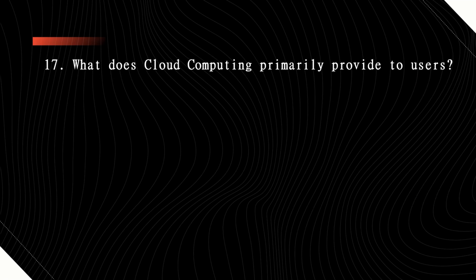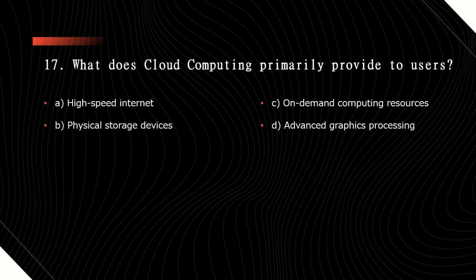What does cloud computing primarily provide to users? Options. A. High-speed internet. B. Physical storage devices. C. On-demand computing resources. D. Advanced graphics processing. Answer. C. On-demand computing resources. Cloud computing provides users with access to computing power, storage, and software applications over the internet.